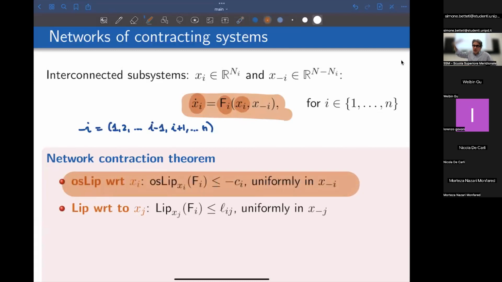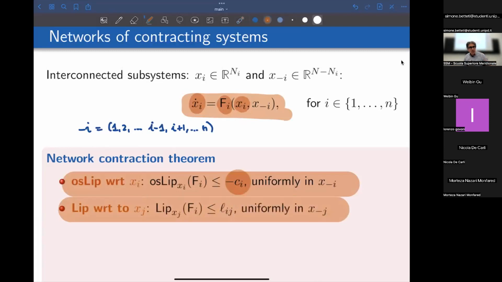So uniformly in the state of the other nodes, my vector field at node i is contracting, and it has a contraction rate c_i. So the one-sided Lipschitz constant is at most minus c_i, uniformly no matter where the other states are. Then, if I keep x_i fixed, and I look at what happens when I change x_j, I am going to assume Lipschitz dependency. So, if I am looking at state i and I vary state j, this variation in j has a Lipschitz effect on how the vector field at i varies.